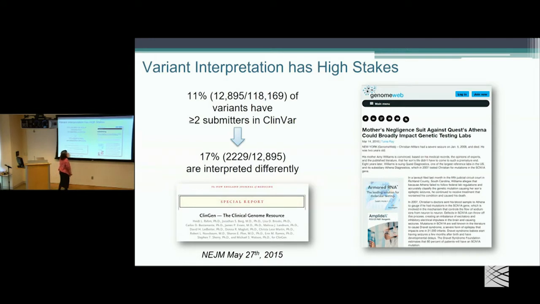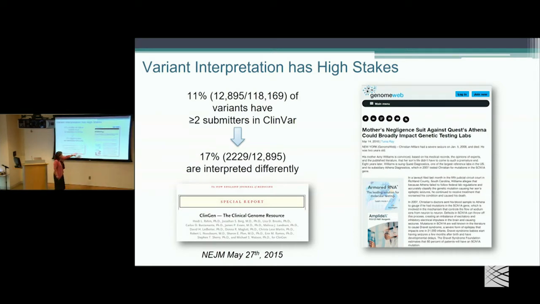Not surprisingly, we started a project to get laboratories, particularly clinical laboratories but also researchers, to share their interpretations of variants, which we now do in ClinVar. We identified that of the variants where there was more than one submitter, 17% were interpreted differently between laboratories. So that identified a huge challenge and problem in the healthcare setting.